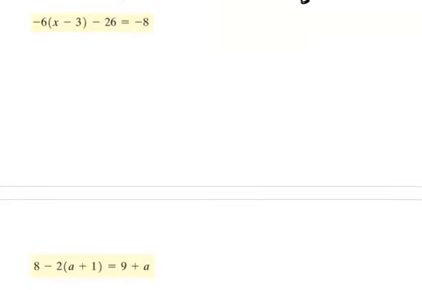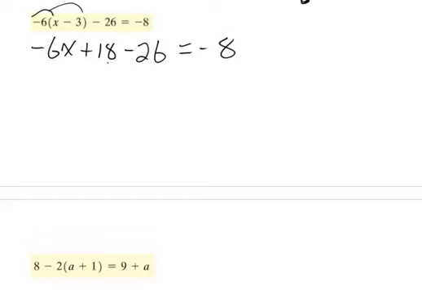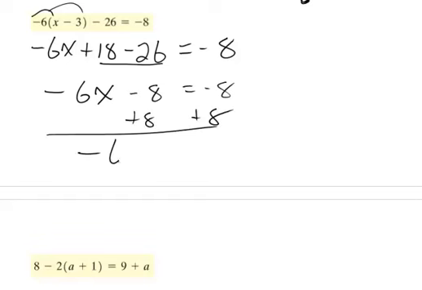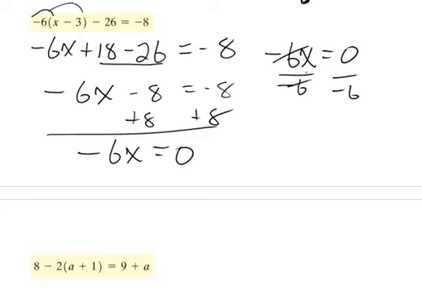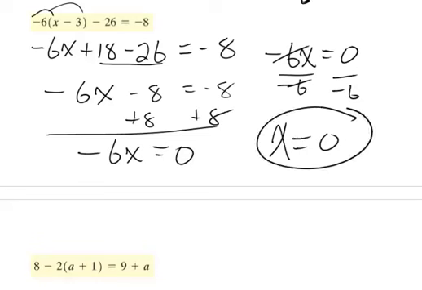All right, so for my next problem here, again, we'll distribute. Let me draw my arrow. So that's a negative 6x plus 18 minus 26 equals negative 8. We can combine these together, give me a negative 6x. Positive 18 minus 26 is a negative 8 equals negative 8. When I add 8 to both sides, I'm now going to have negative 6x equals 0. And so if we have negative 6x equals 0 and we divide both sides by negative 6, then we just end up with x is equal to 0.